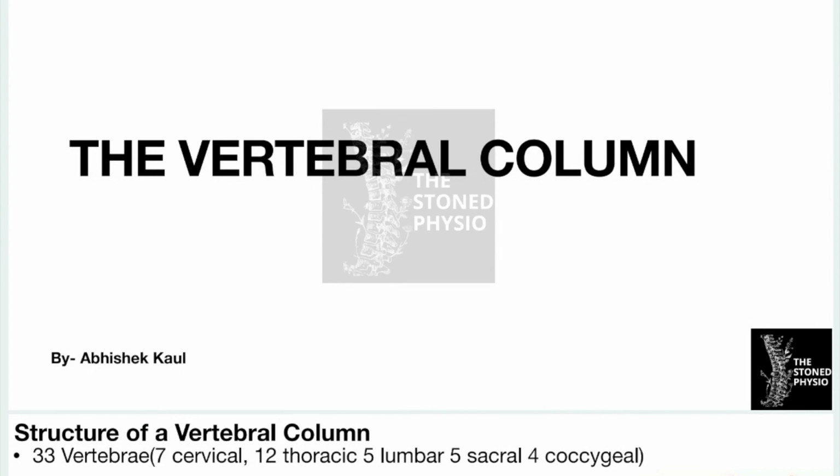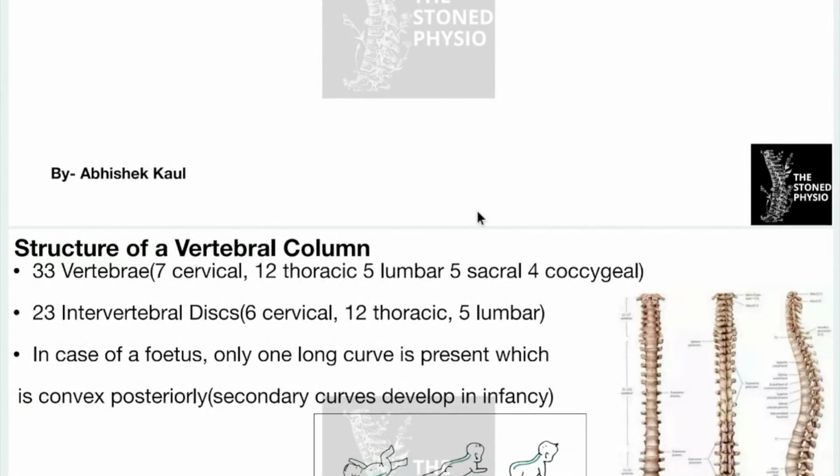So the topic that we are starting today would be from chapter 4, and which is the very first topic, that is the vertebral column. Today we would be talking about the very basics. We would be talking about the structure of the vertebral column, how it is aligned, and the different parts of the vertebral column. A lot of it you might be knowing already.